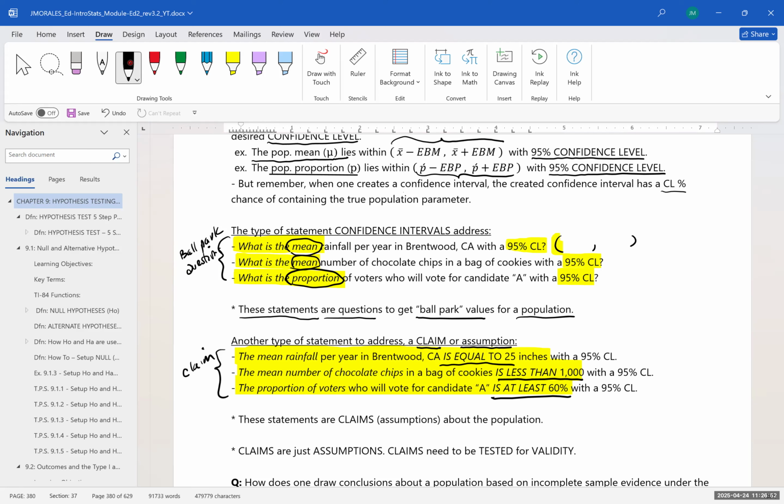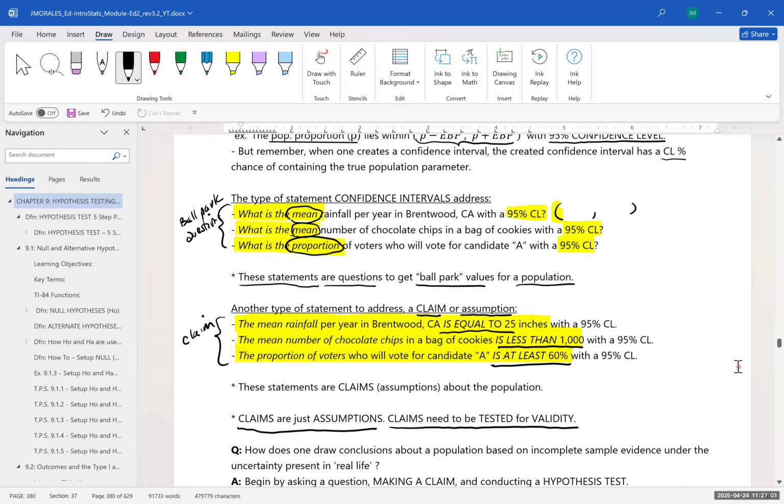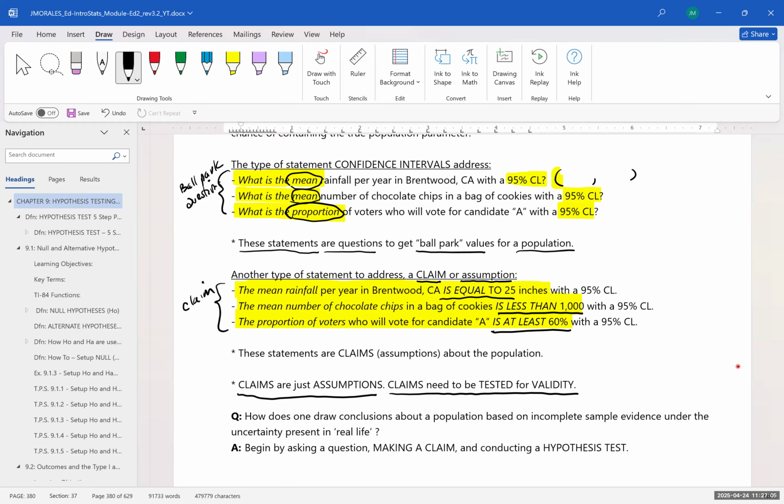Okay, so these statements are claims about the population. Claims are just assumptions, and claims need to be tested for validity. So how does one draw conclusions about a population based on incomplete sample evidence under the uncertainty present in real life? And the answer is, you begin by asking a question, making a claim, and conducting a hypothesis test.